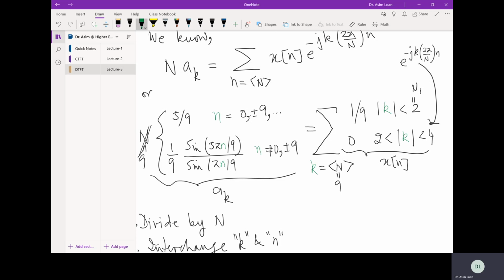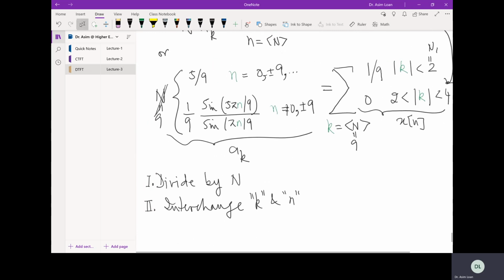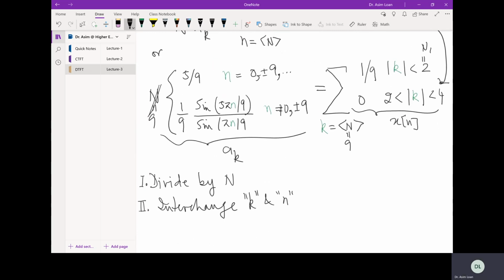And then the final thing is you replace k by minus k. If you replace k by minus k, nothing changes here. The absolute value of minus k is the same as plus k. It doesn't make a difference. So this is our result.